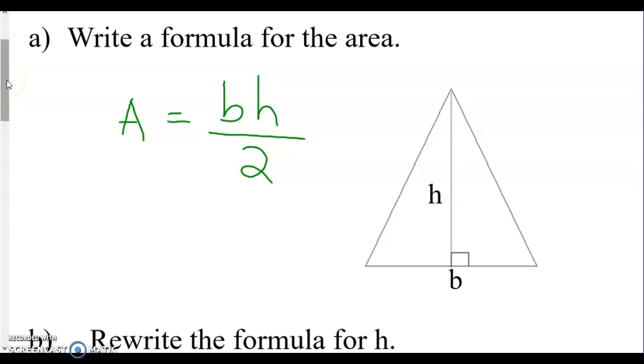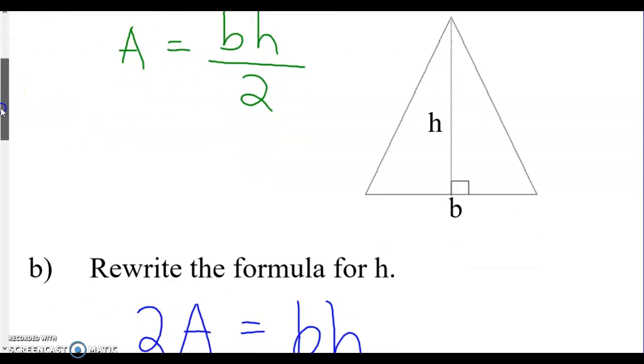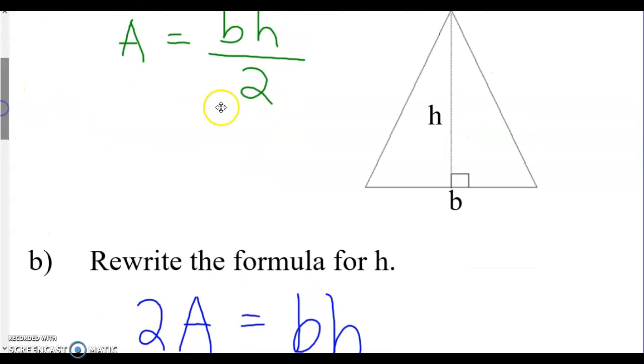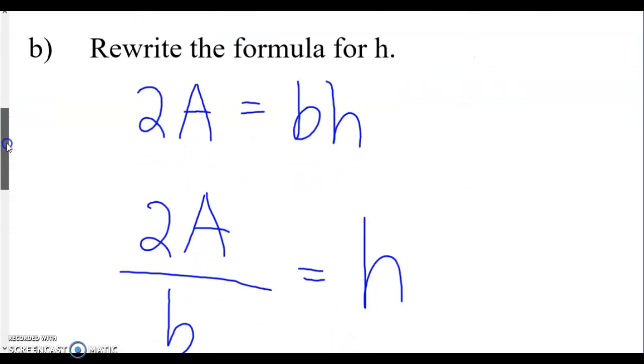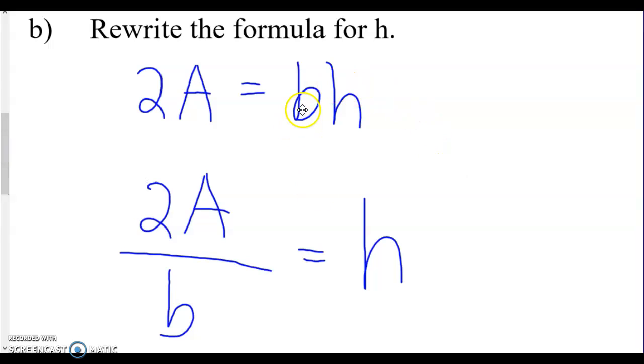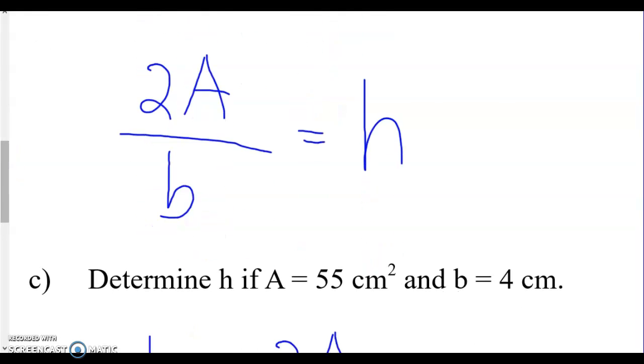It's up to you. So I'm going to take this formula and I want to rewrite it for h. I want h isolated. So I'm going to have to take the b, move it over, take the 2, move it over. So I always start by taking the 2, since it's division, and I'm going to move it over to the opposite side and it becomes multiplication. So now I have 2a equals b times h. And I want to get rid of the b because we're trying to isolate h, so I divide both sides by b, and I'm left with 2a divided by b equals h.